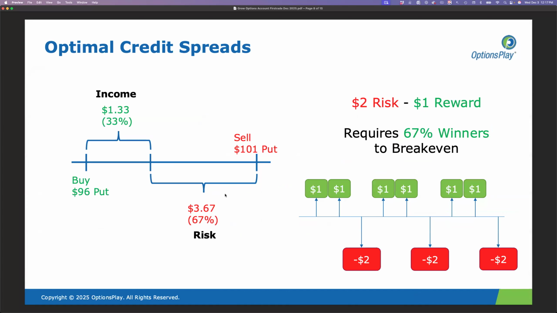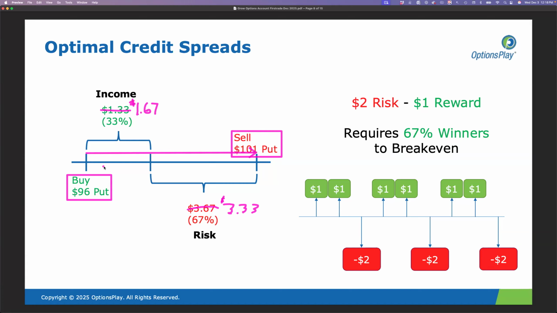Just to help you better understand this, sorry, I have a typo here. This should be $1.67, and this should be $3.33. Sorry, there's a small typo. In this example, we're selling the 101 put, and we're buying the $96 put. That means the distance between these two strike prices is $5. That's what's at play. So the minimum that I'm saying you want to collect is $1.67.